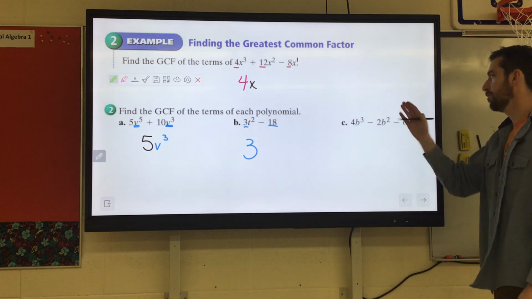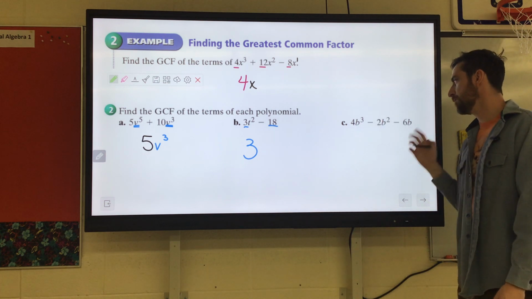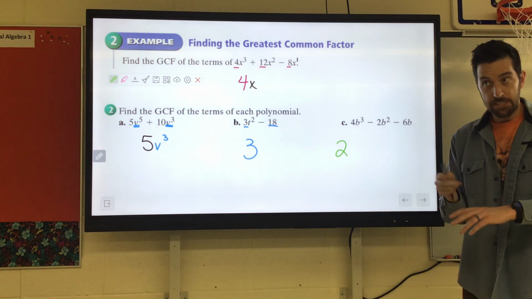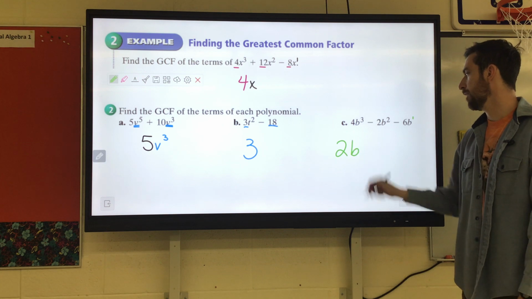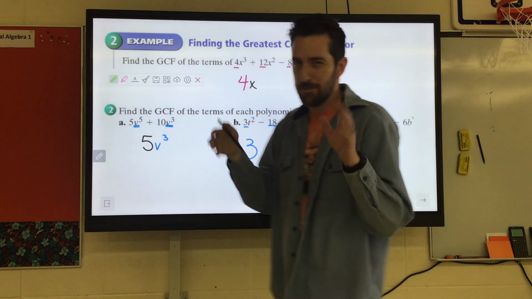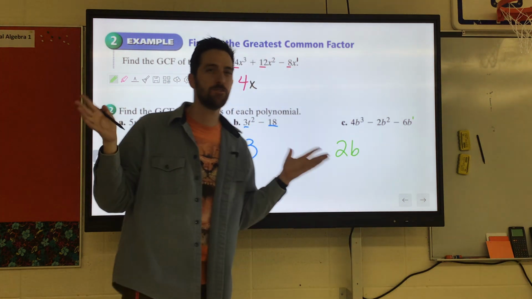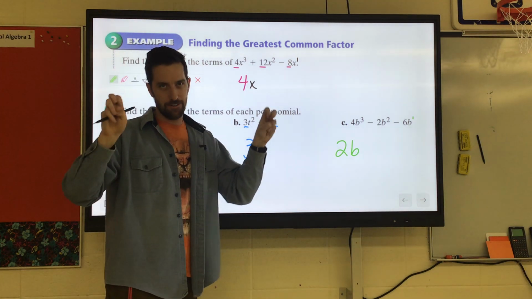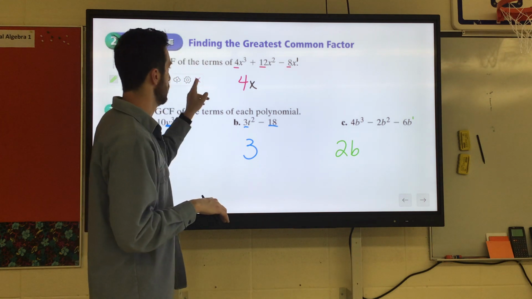And here we go, 4b to the third, 2b squared, 6b. 4, 2, and 6. I know that 2 goes into all of those. Do they all have b? Yeah, they do. They all have at least b to the first power. So you could write 2b to the first, but why would you? 2b to the first is 2b. We're smarter than that. This is the first step of factoring. Always look for the greatest common factor. So that's what we're going to do now.